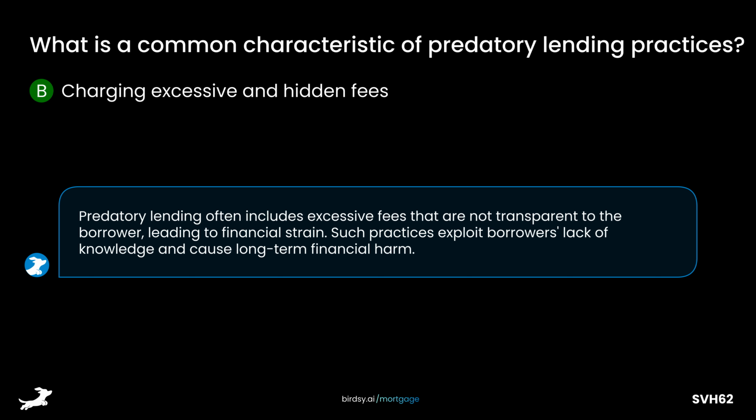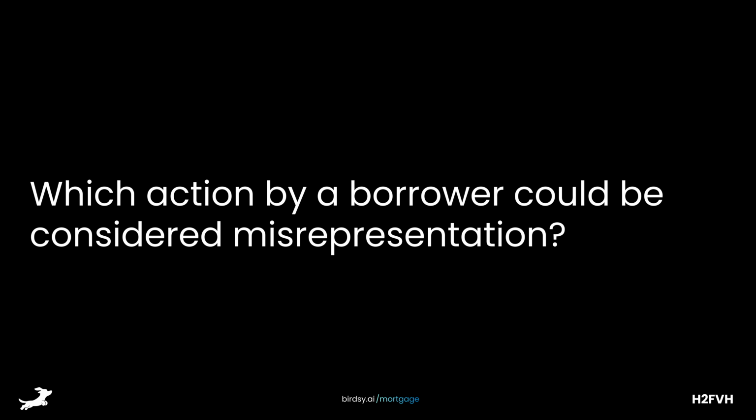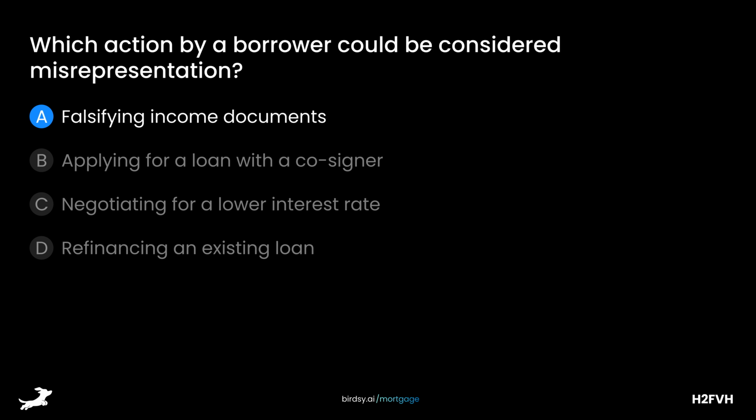Predatory lending often includes excessive fees that are not transparent to the borrower, leading to financial strain. Such practices exploit borrowers' lack of knowledge and cause long-term financial harm. Which action by a borrower could be considered misrepresentation? Is it A, falsifying income documents? B, applying for a loan with a cosigner? C, negotiating for a lower interest rate? Or D, refinancing an existing loan?